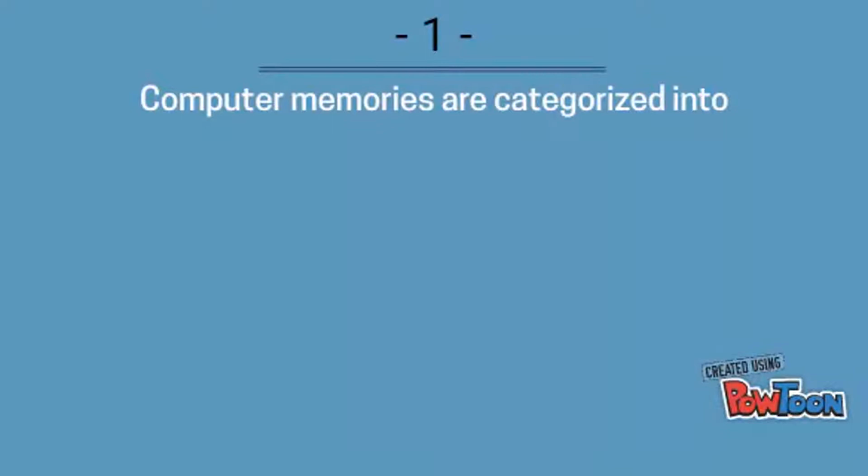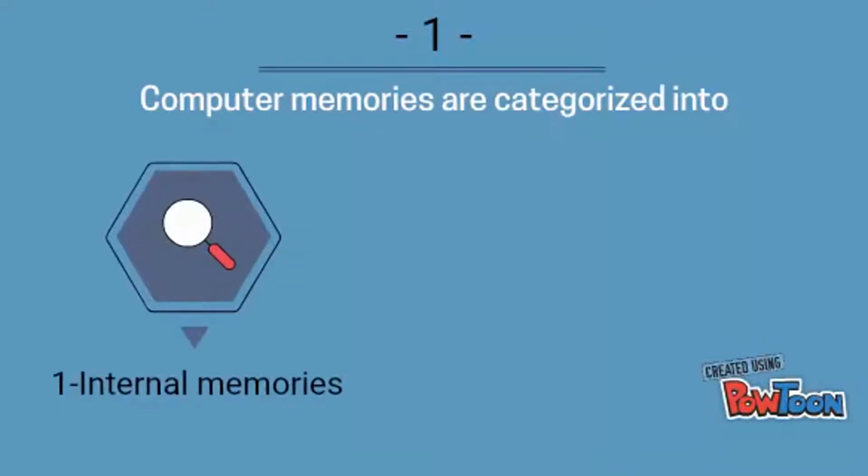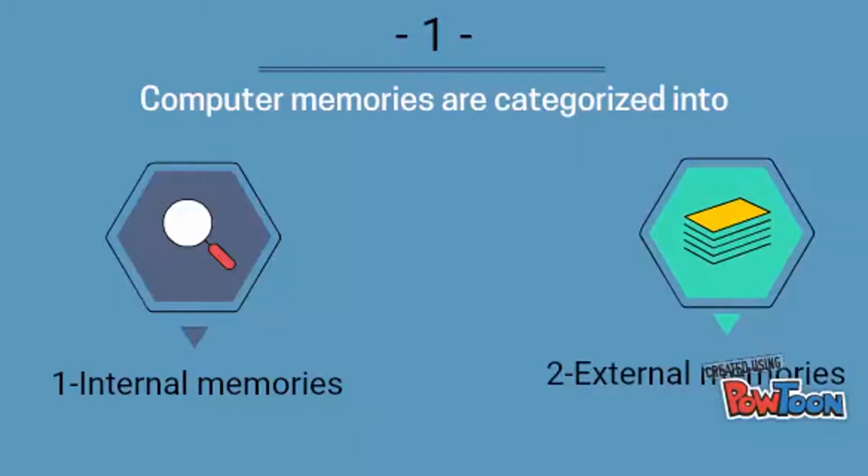Computer memories. Computer memories are categorized into: 1. Internal memories, directly attached to the mainboard: main memories, cache memory, registers. 2. External memories, secondary storage devices: disks, hard, floppy or optical disks, and tape.